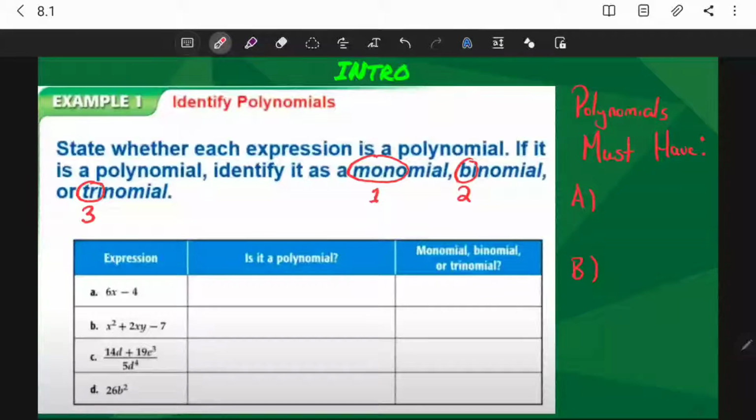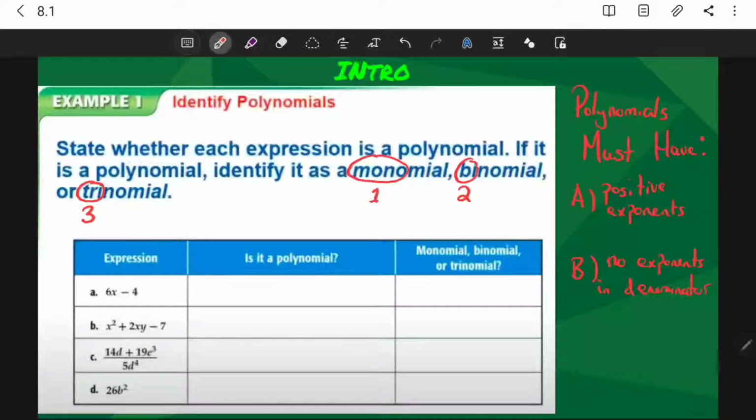And then to be a polynomial, the terms must have positive exponents, no negative exponents, and they can't have exponents in the denominator. You guys know a denominator in a fraction is the bottom number, or how many pieces in the whole, right? So with that knowledge, let's go ahead and identify A, B, C, and D.